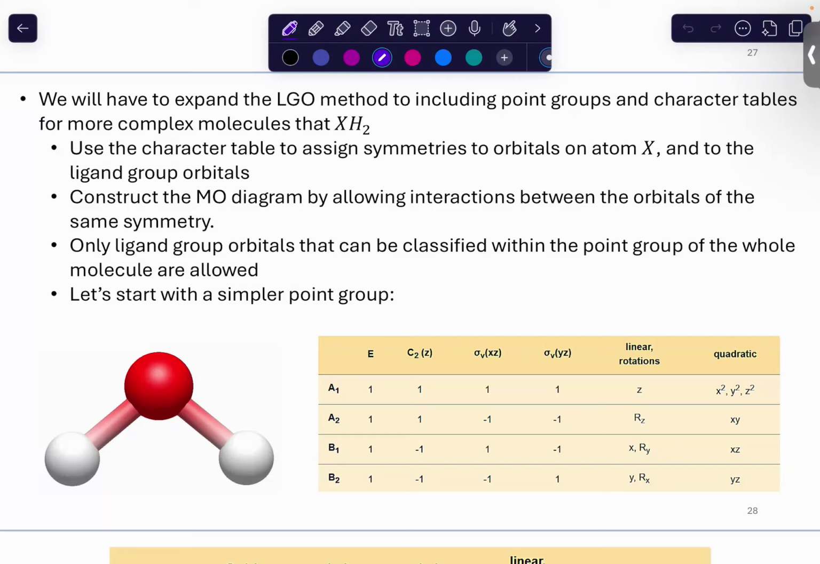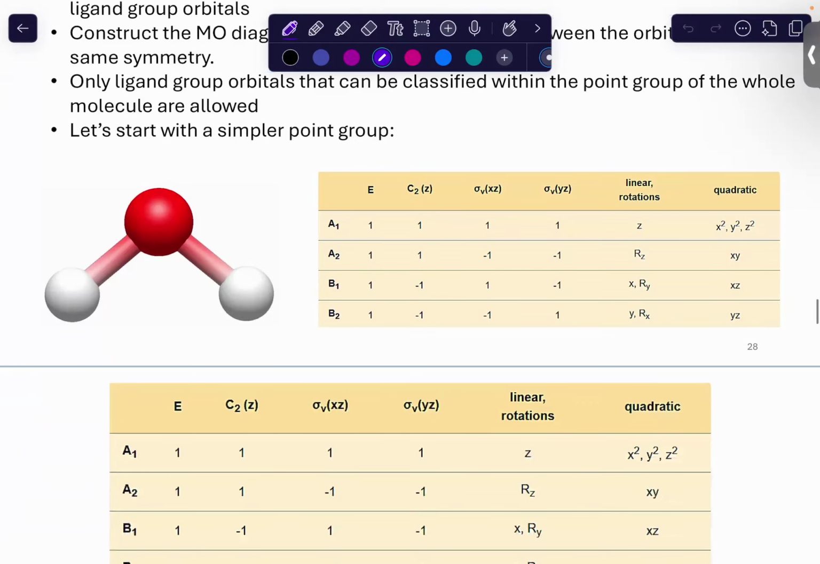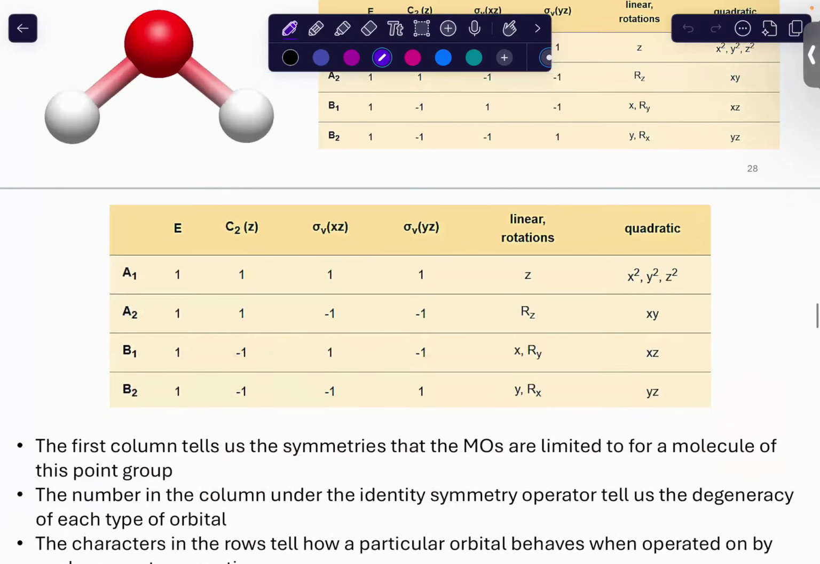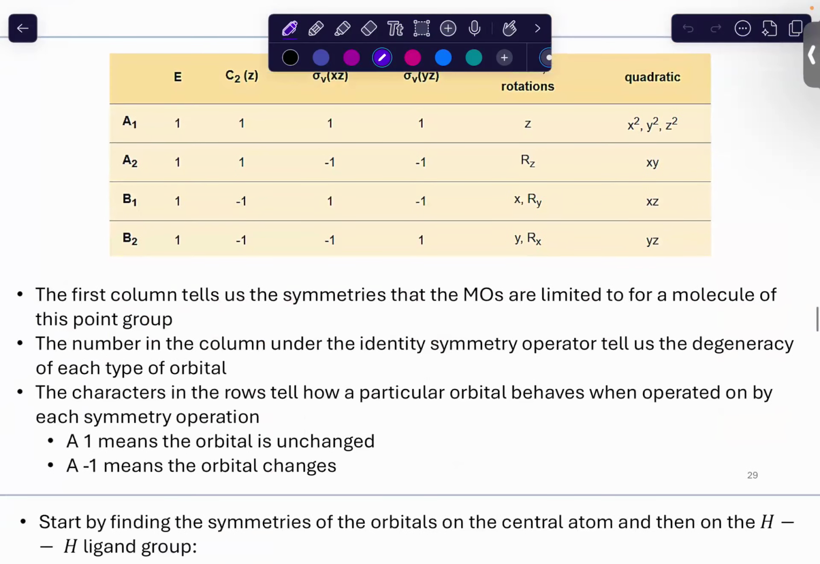It's going to be C2V. So we look up the C2V character table. Orbital-wise, we're limited to symmetries that are on this character table: A1, A2, B1, B2. And again, the number in each column tells us what happens under each symmetry operation.